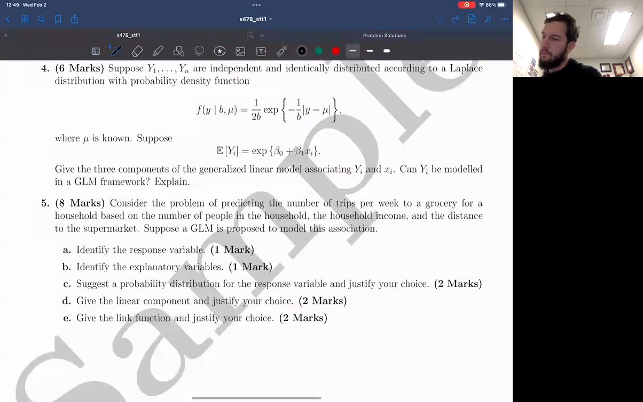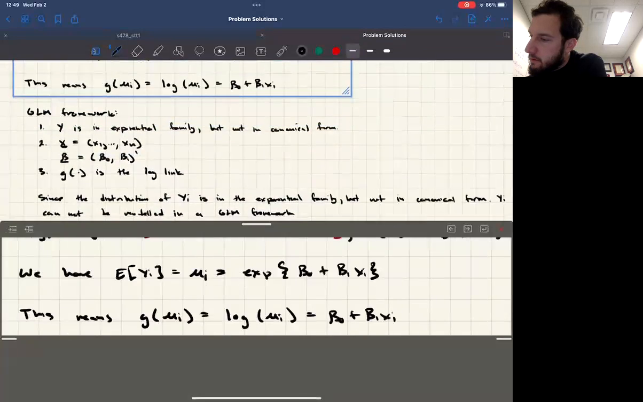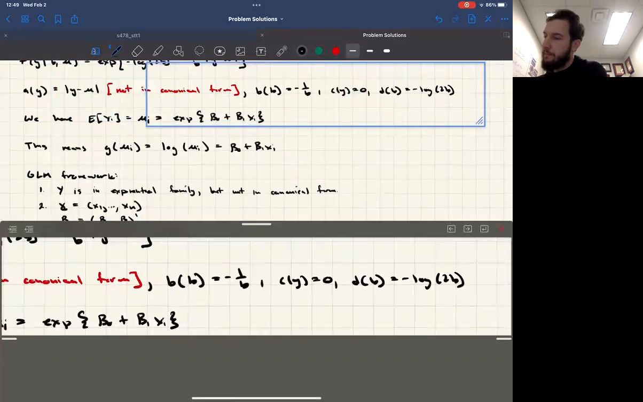All right, last problem. So consider the problem of predicting the number of trips per week to a grocery store for a household based on the number of people in the household, income, and the distance to the supermarket. Suppose a GLM is proposed to model this association.